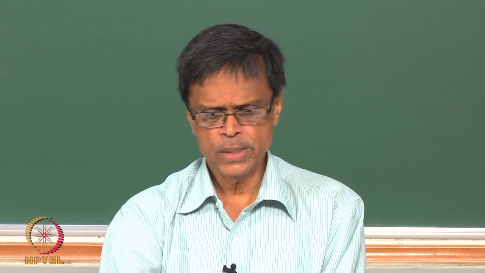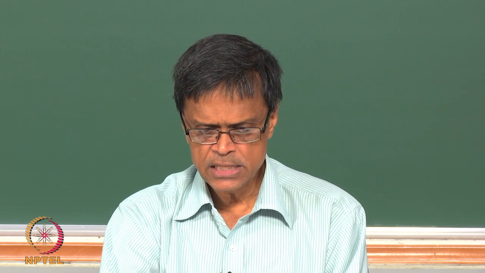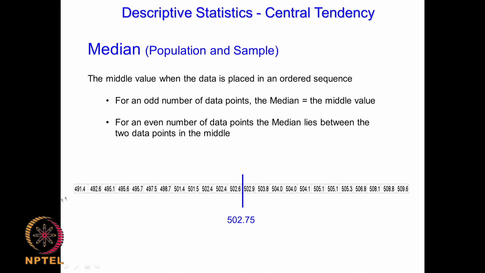Now, median, what is median? Median is the middle point of the data set. If I have an odd data set, median will be exactly the middle point, whereas if I have an even data set, say I have 20 numbers, then obviously the median will lie between the two data points in the middle.